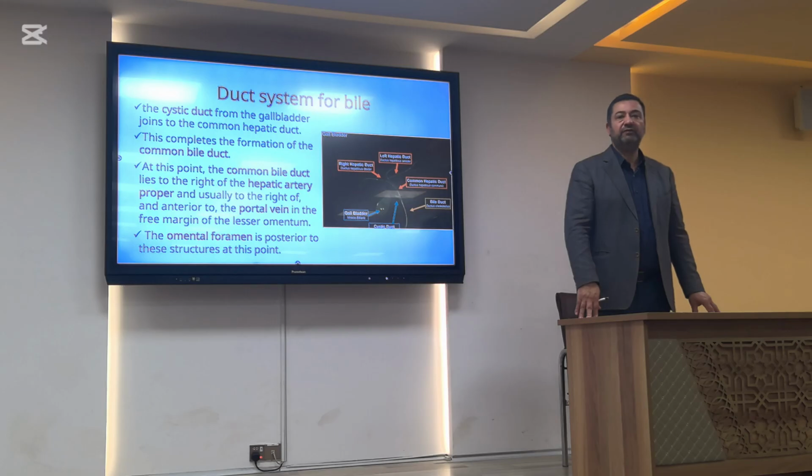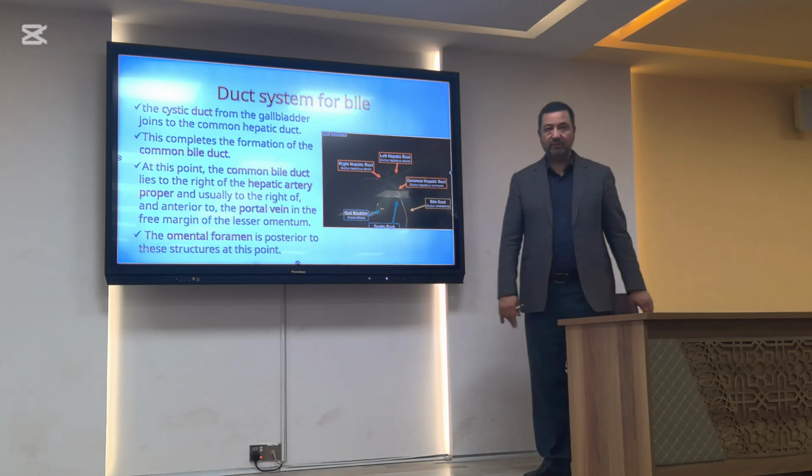In the free border of the lesser omentum, there are three structures: common bile duct, hepatic proper artery, and portal vein. Do you remember?